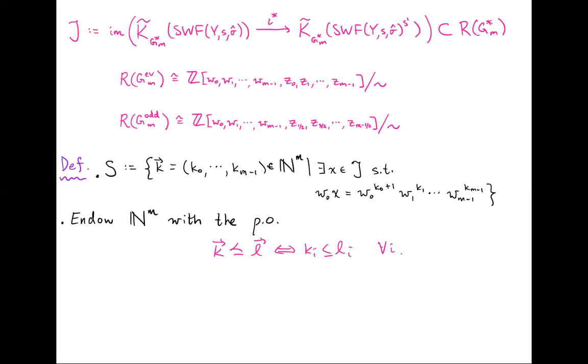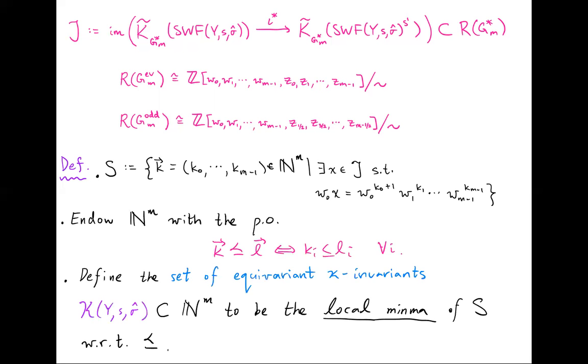All right, and we're going to endow N^m with the partial order K ≤ L if and only if K_i ≤ L_i for all i. And then how do we define our equivariant cap invariants? Well, we take it to be the set of local minima of S with respect to this partial order. Because we're working in N^m, it's not totally ordered, so there might be multiple minima of this set.